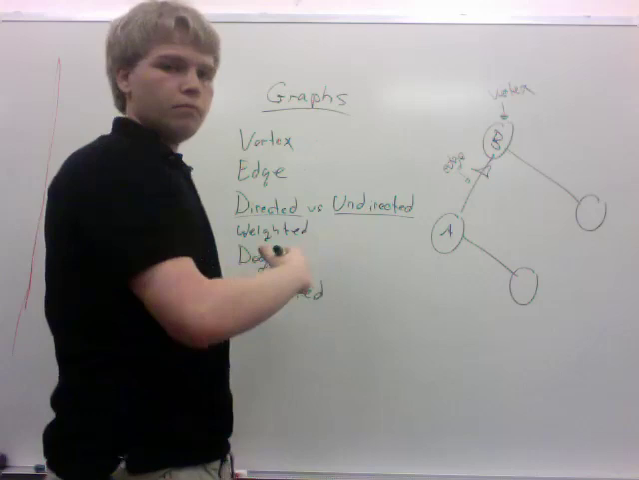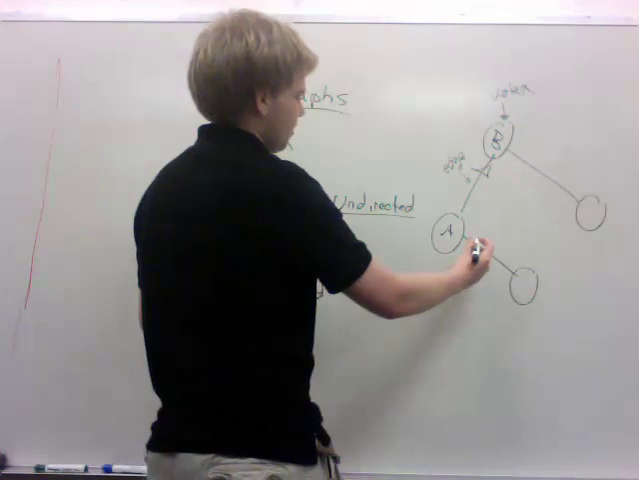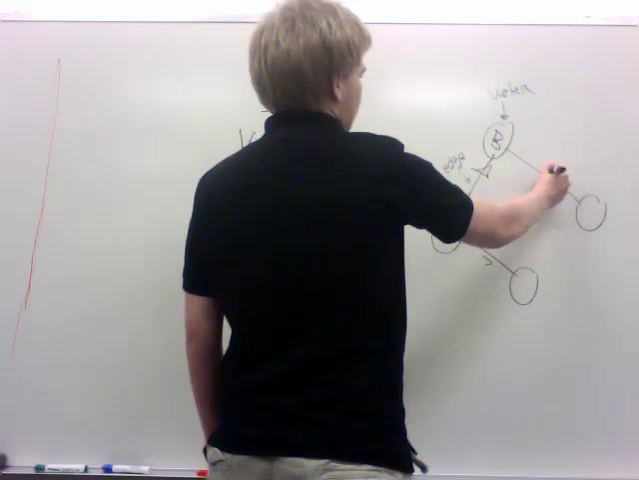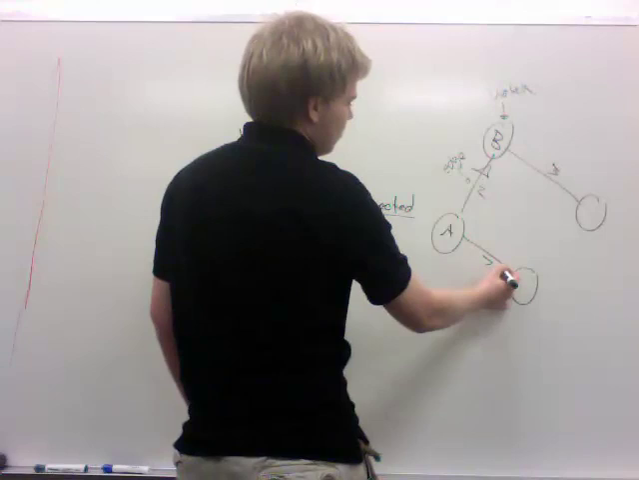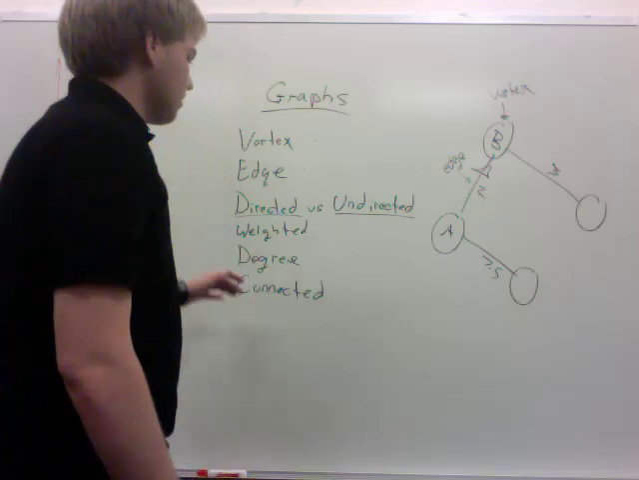And then weighted means there's some weight associated with each edge. So maybe this edge has weight 7, 3, 2, just some value. It doesn't have to be an integer. It can be 7.5. Generally, they are integer weights, but it's just some notion of weight. It's not all a unit weight.